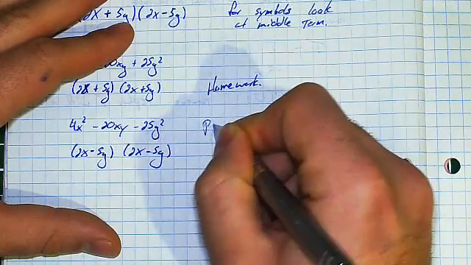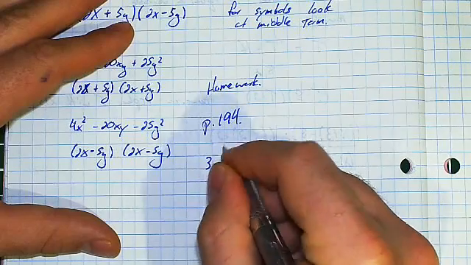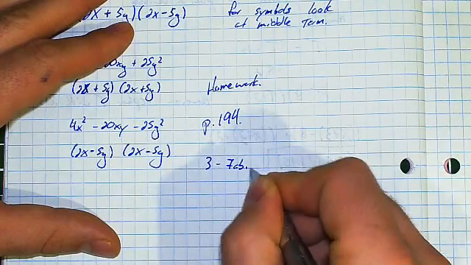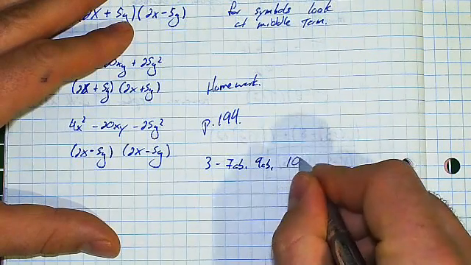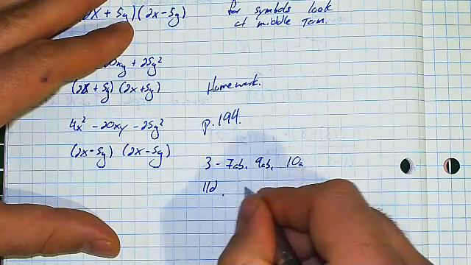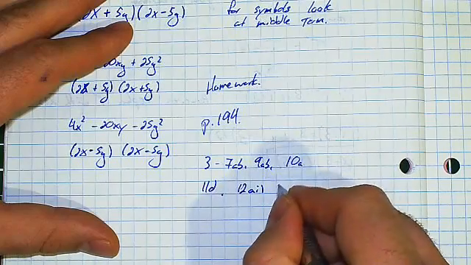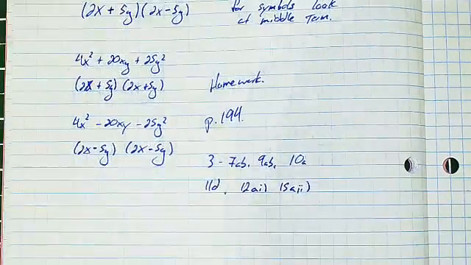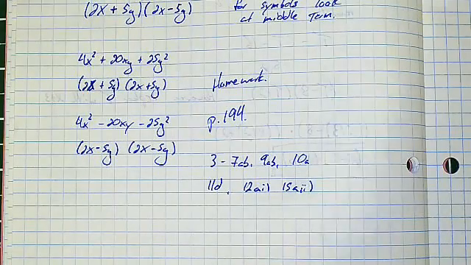Your homework for this is on page 194, and it's going to be questions 3 to 7 AB, question 9 AB, 10A, 11D, 12AI, just the first one, and 15AII, so the second one of A.